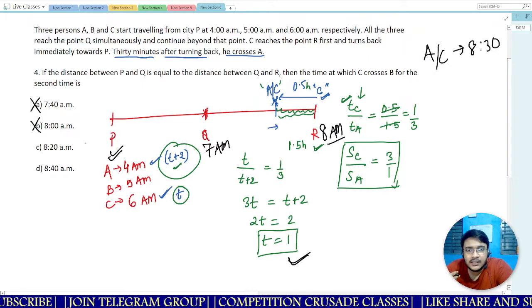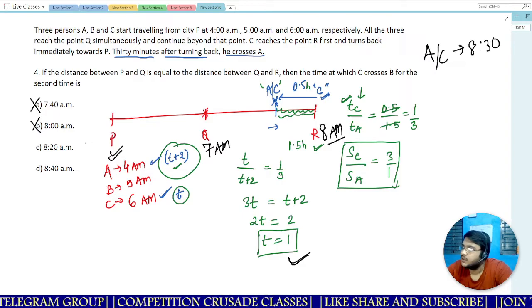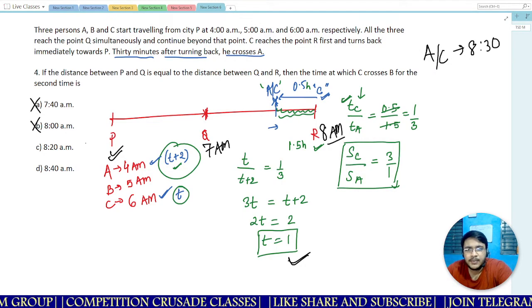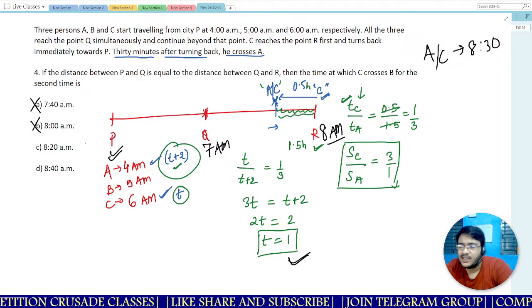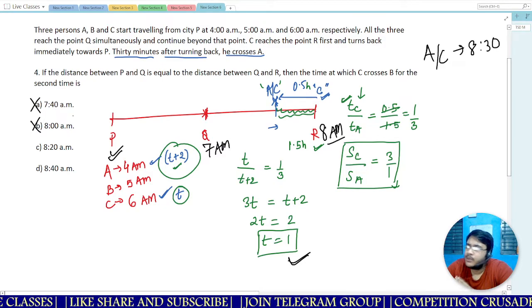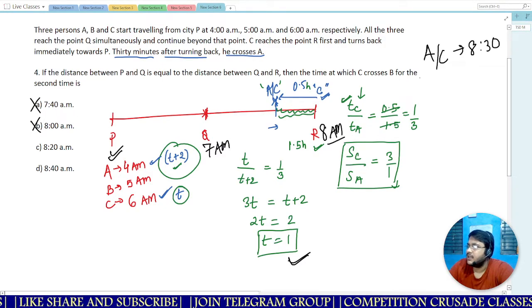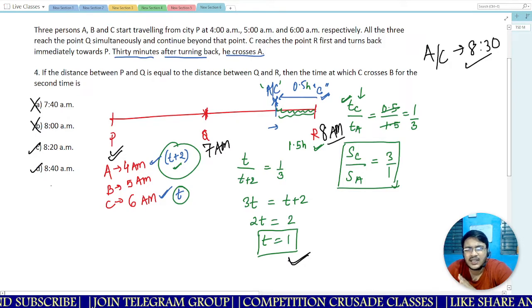So this question, you don't necessarily need to solve this question. You can just skip it. If you have already solved the first part of the question, the next part becomes fairly easy. So these two options get eliminated the moment I know A and C meet at 8:30. Now I have two options, 8:20 and 8:40. I'll just check one of these.